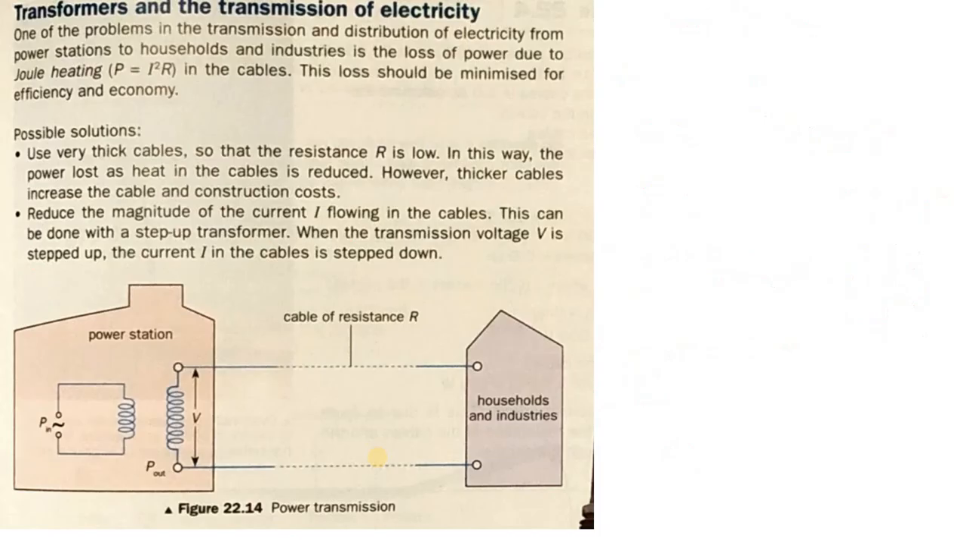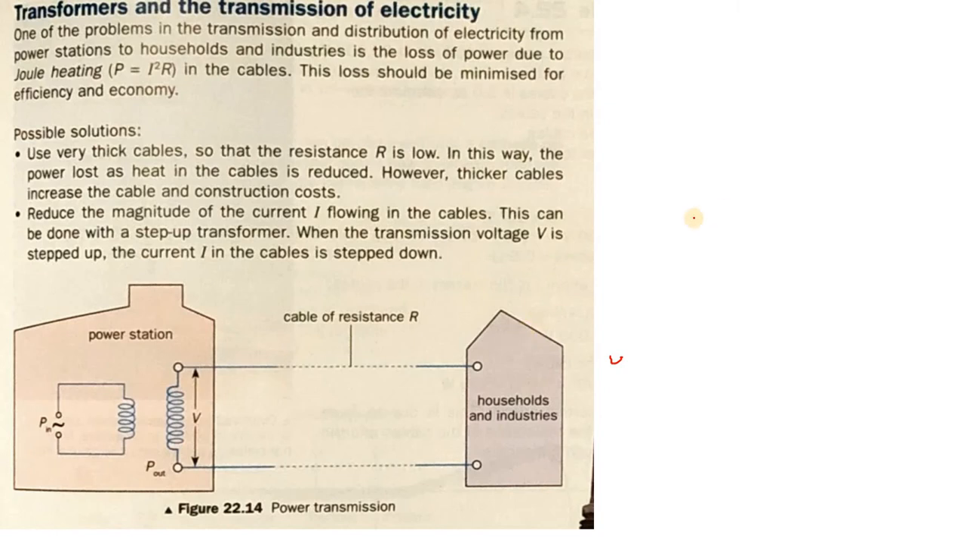So now let's move on to how the transformer helps transmit electricity to our house. Obviously you know that electricity is generated at the power station in a huge amount and at very high voltage. From there it goes to the railway station, to the shop, to the industry, to our house. So it is modified by different transformers.